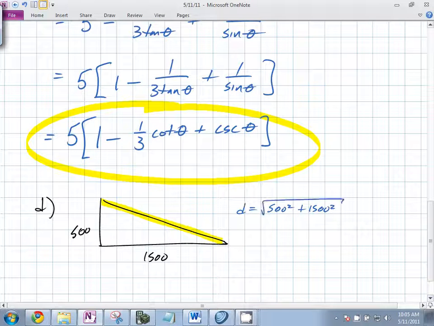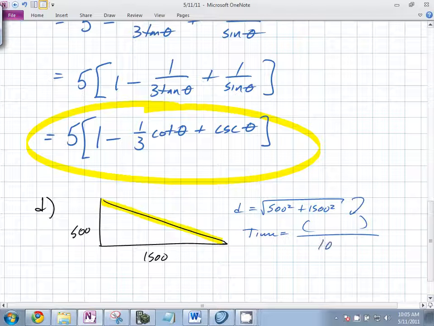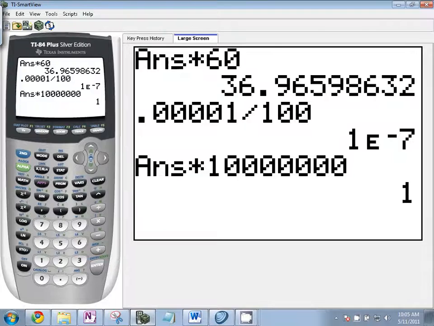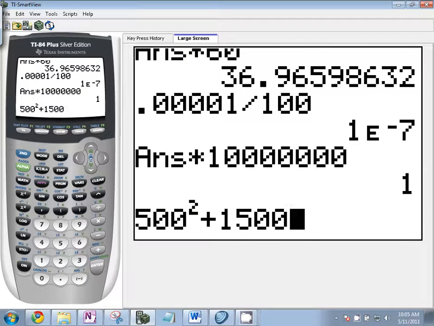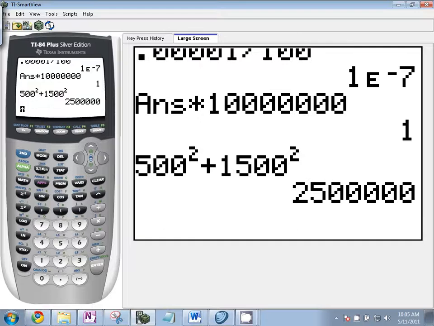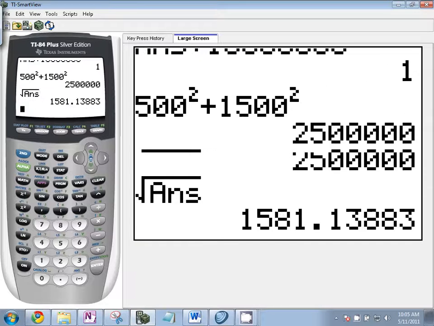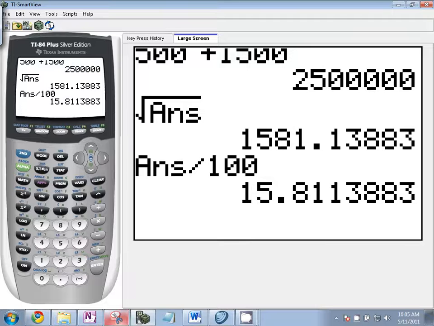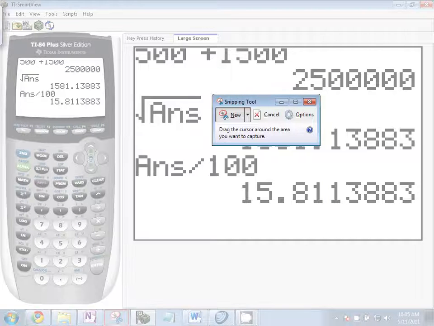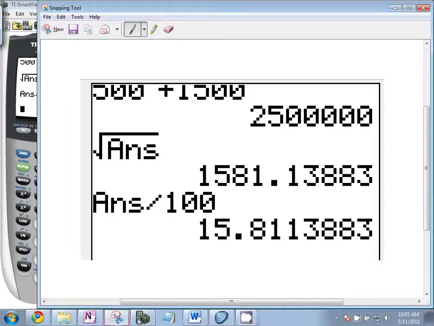So time is going to be this over what? Over what? No. Oh, 100, yeah, sorry, that is the rate. I'm sorry, yes, exactly. So if you do this out on your calculator, 500 squared plus 1,500 squared, right? Second square root, second answer, and divide it by 100. So the direct path is 15.81 minutes.